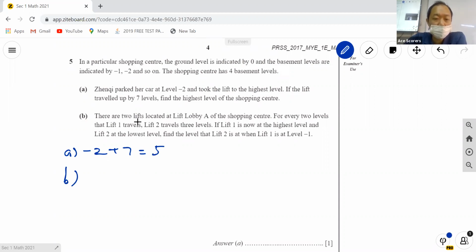Okay, then there are 2 lifts located in lift lobby A. For every 2 levels that lift 1 travels, lift 2 travels 3. If lift 1 is now at the highest and lift 2 at the lowest, find the level that lift 2 is at when lift 1 is at negative 1.